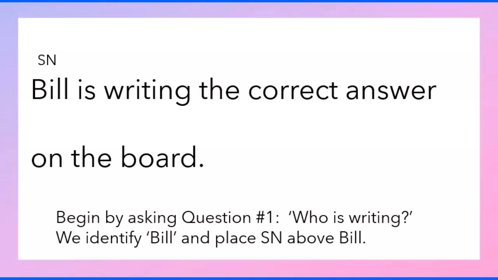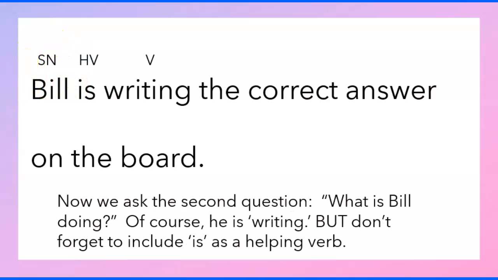The sentence is, Bill is writing the correct answer on the board. So we are going to begin by asking our first question, who is writing? And if we can determine who is writing, then we have a subject noun, and that would be Bill. Notice up here, I've put Bill. Now we move to question number 2. We ask the second question, what is Bill doing? And of course, he is writing.